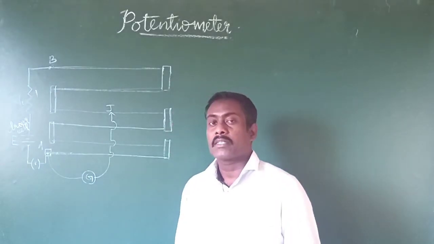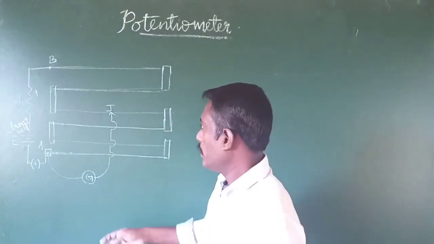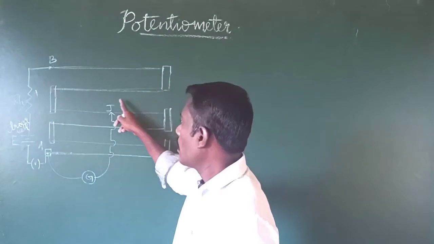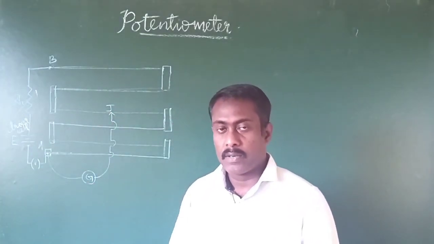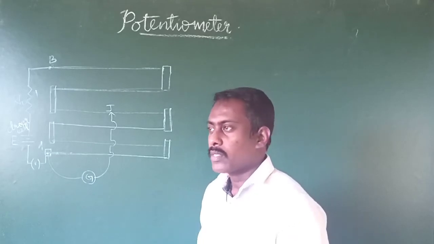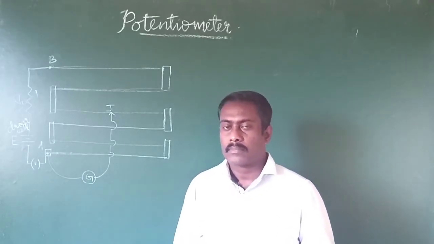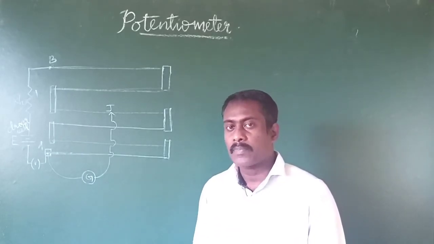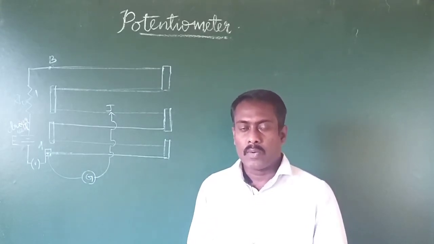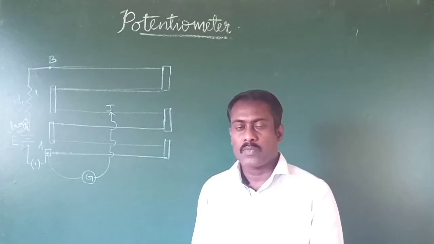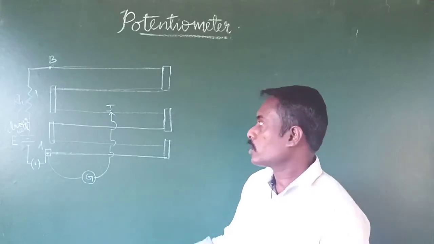Normally a 10-meter length of wire is used in a potentiometer. This wire is normally made of an alloy like constantan or manganin. Why? Because the alloy has a low temperature coefficient of resistivity, alpha. And how does the value of the temperature coefficient alpha affect the resistance of the conductor?